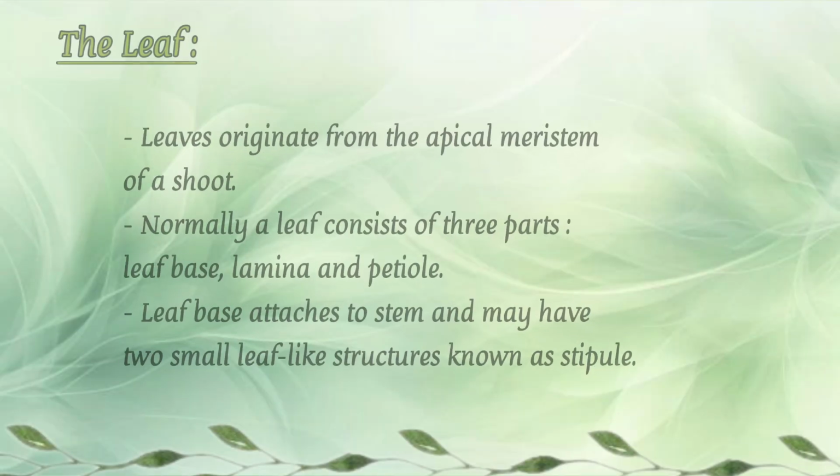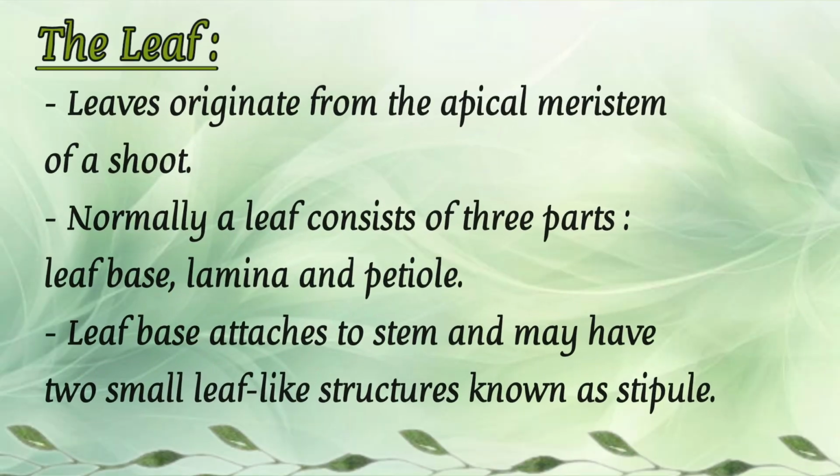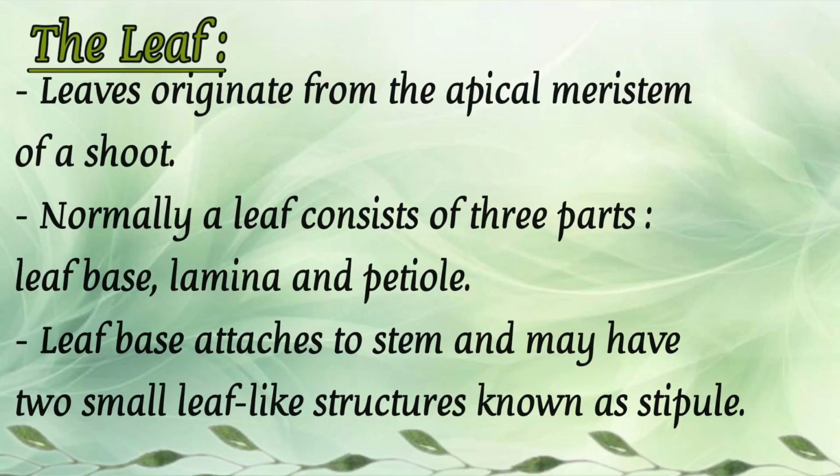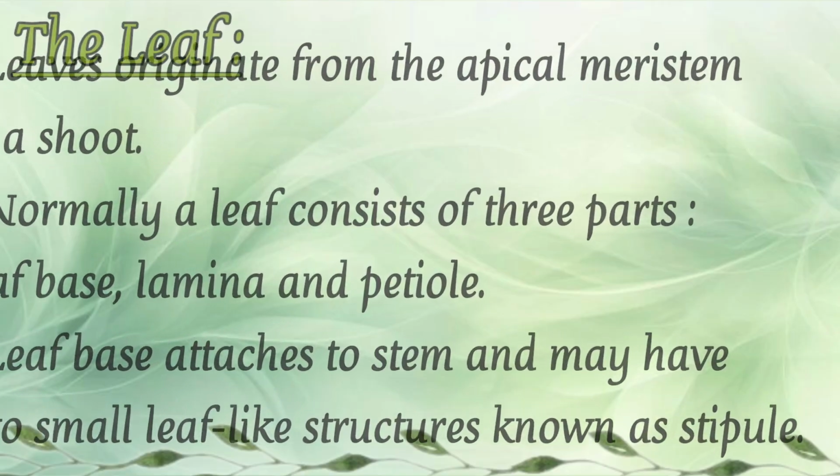Next, let us understand the leaf. Leaves originate from the apical meristem of the shoot. A typical leaf has three main parts: leaf base, petiole, and lamina. Leaves may also have small leaf-like structures called stipules at the base.